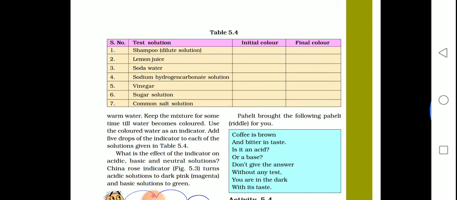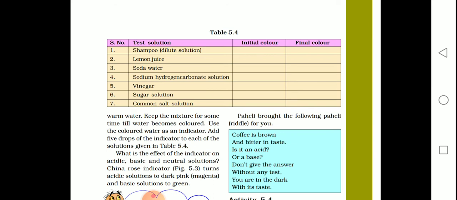China rose indicator turns acidic solution into dark pink. Remember this one. Underline this one. So China rose indicator turns acidic solution to dark pink. That is magenta. And basic solution to green. Acidic to dark pink, basic to green.